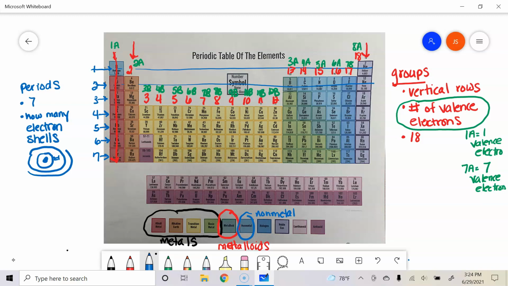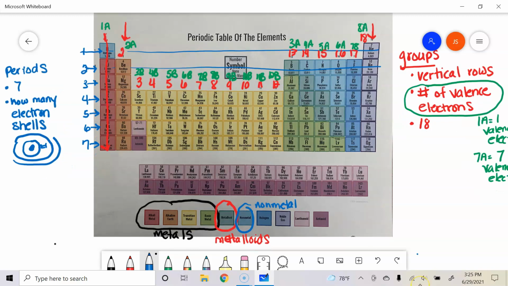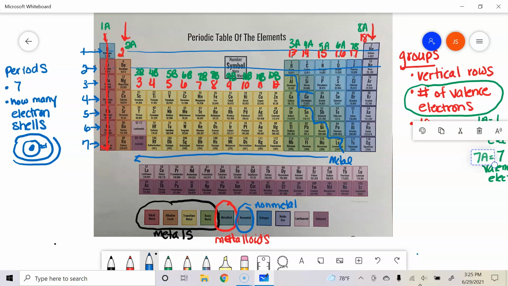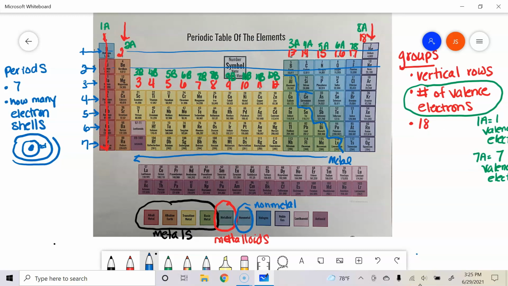So if we look here at the metals, we can draw a line right here. That is going to mean everything over here is going to be a metal. Here, we draw another line. These are where the metalloids are going to be. And you can see how they're colored on your diagram. So the metalloids would be right up here. And then on this side, so let's go right here, these would be the nonmetals.